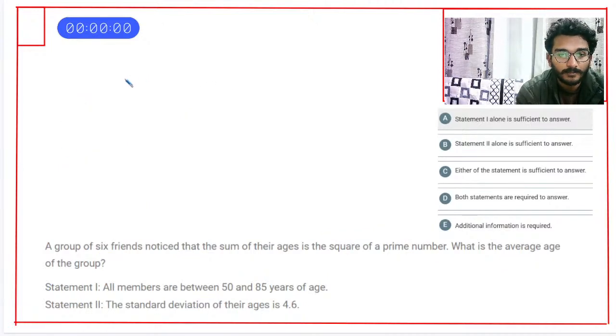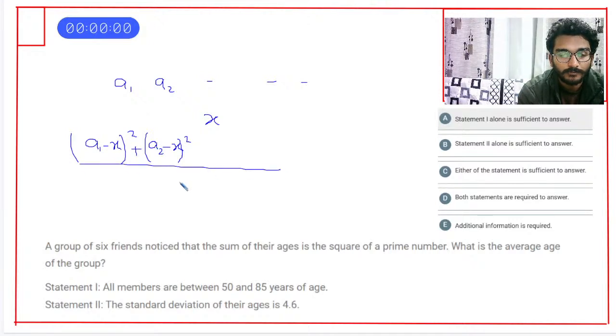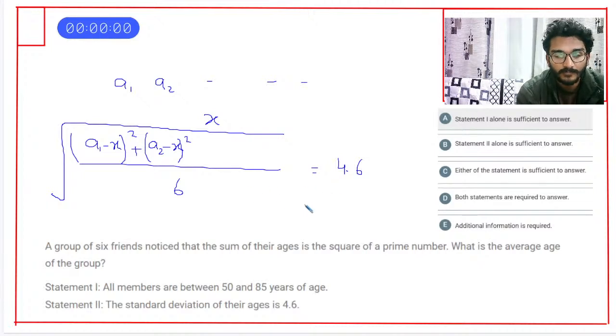Standard deviation is like, if the observations are given to you, there is some mean, you find the deviation from each of them, you do the square of it, you do the addition, you take the average, let's say over 6, and then you do the square root. So this is standard deviation 4.6. So how can you find this x value from here? You can do the square, you can cross multiply, but you are not able to find the x value, right? So it is not possible to find the average age. So the first is sufficient, the second is not.